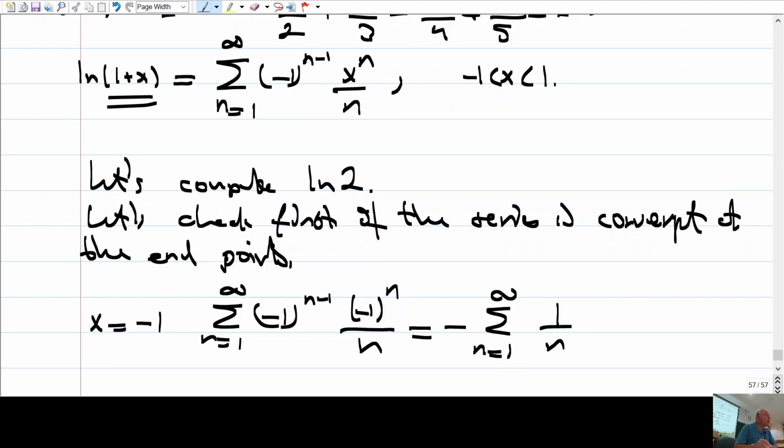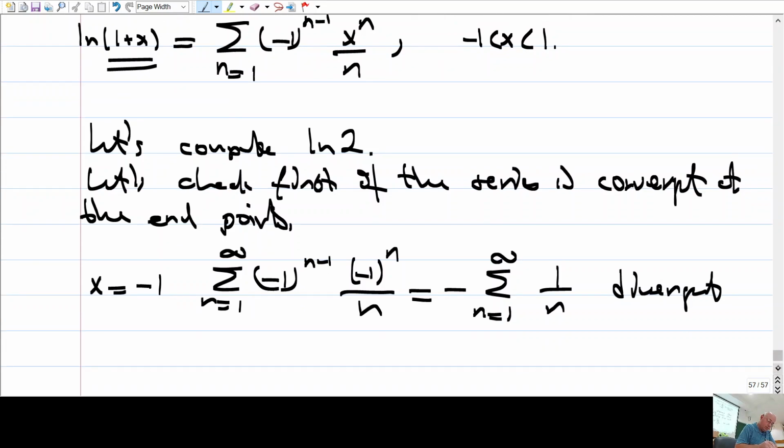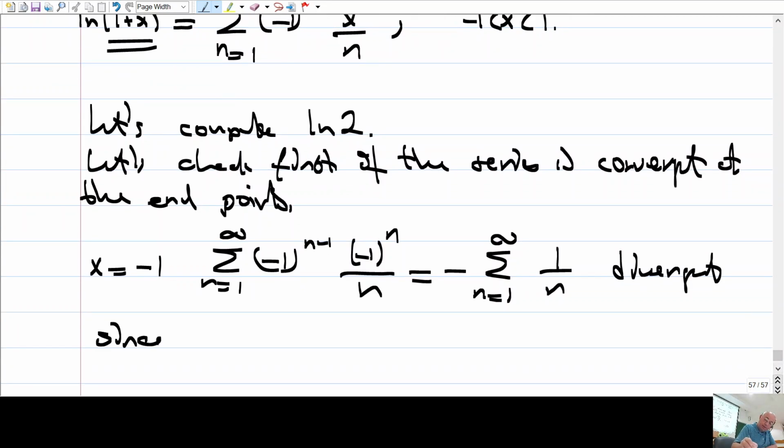So this is nothing but this actually. And this is the harmonic series and it is divergent. Okay. Divergent since it is the harmonic series.